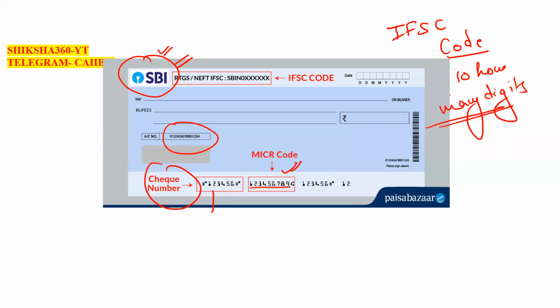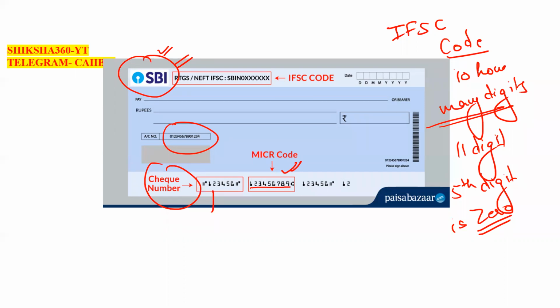The IFSC code is basically 11 digits, and the fifth digit is always 0. Clear? The fifth digit is a 0 in the IFSC code.